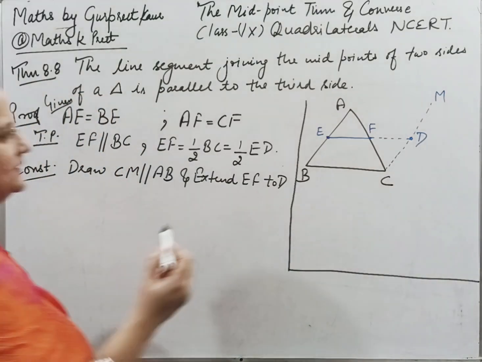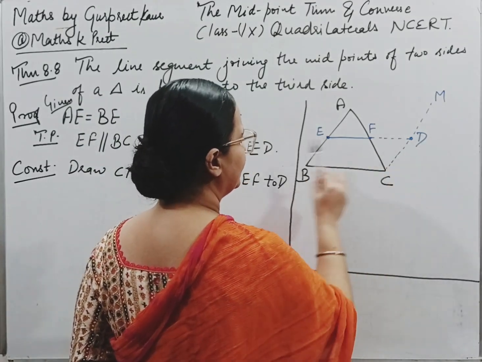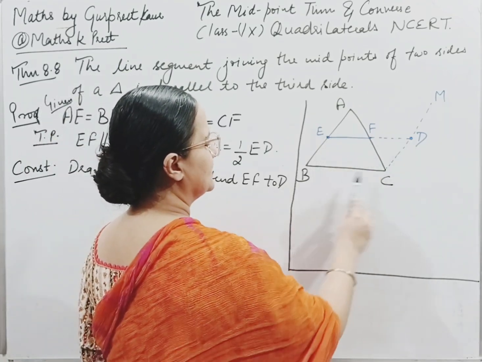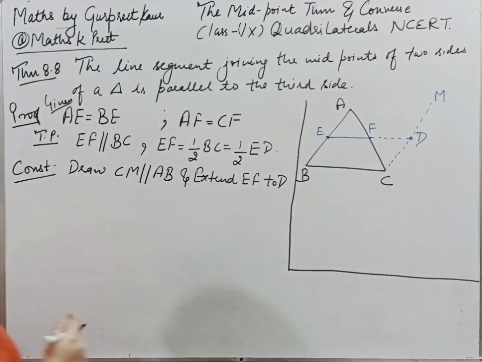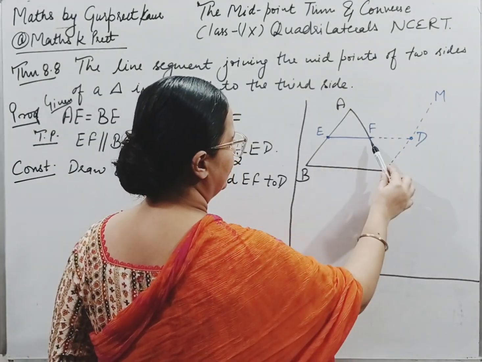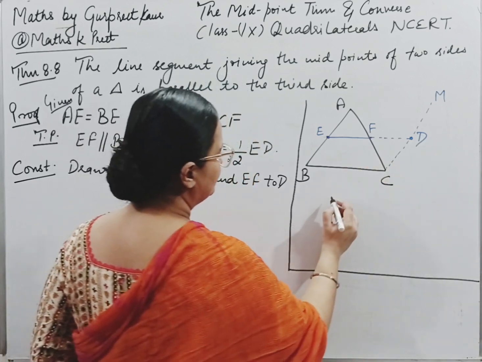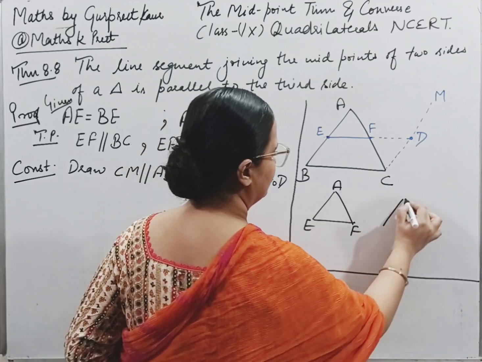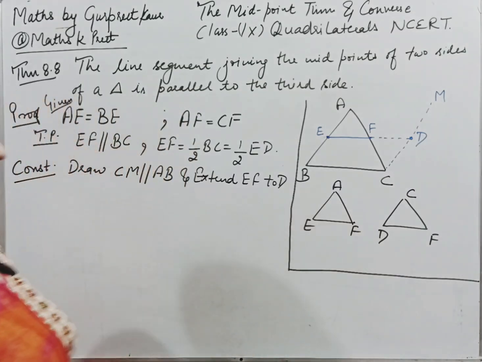So here, if I show that BCDE is forming a parallelogram, then opposite sides of a parallelogram are parallel. Therefore, we can write EF is parallel to BC. Now, to show that this is forming a parallelogram, what we have to do? We'll consider these two triangles, triangle EAF and DCF. This is my A, E, F, and this is F here, C here, this is point D. So we are taking these two triangles.